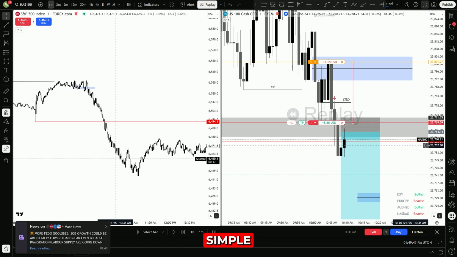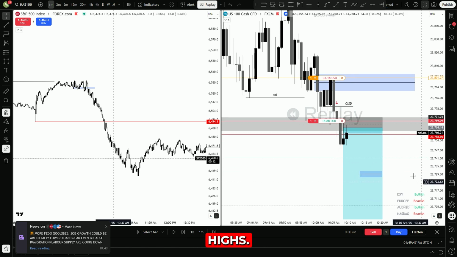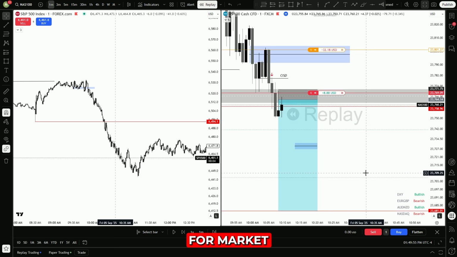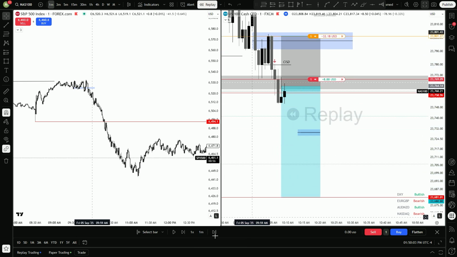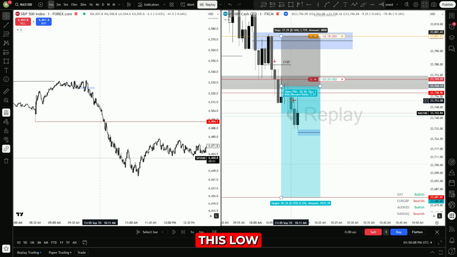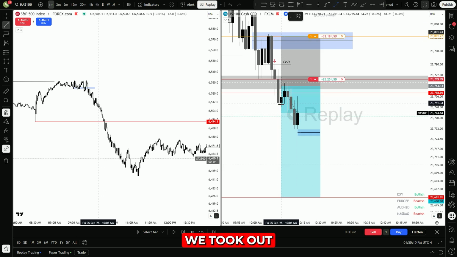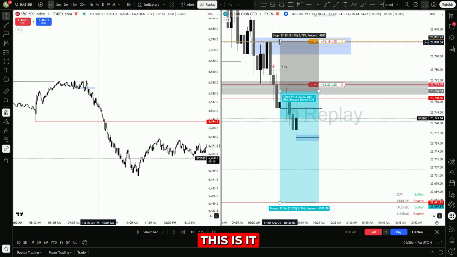And the reason was quite simple, because we just had news and we are at the all-time highs, so it was difficult for the market to move in a sell direction. So this was my stop at the starting. All right, and then as soon as we take out this low, now we took out this low, and I know that this is it for me.